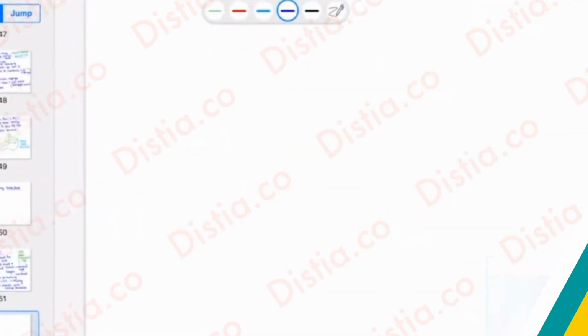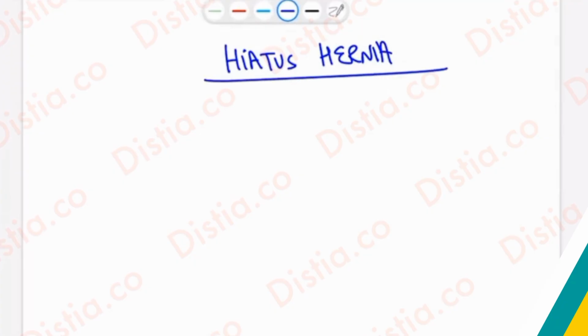If GERD symptoms are persistent in a patient, then we also need to keep in mind a possibility of hiatus hernia. The topic of hiatus hernia has to be read by you from the surgical domain because there are two of them, rolling hernia and sliding hernia. So please read that from the surgical domain.